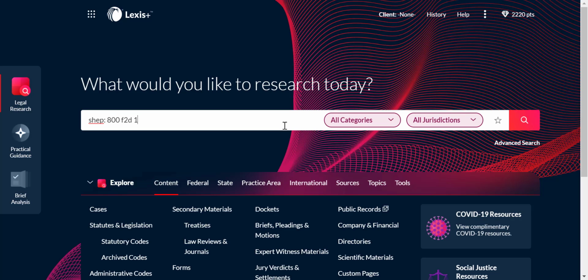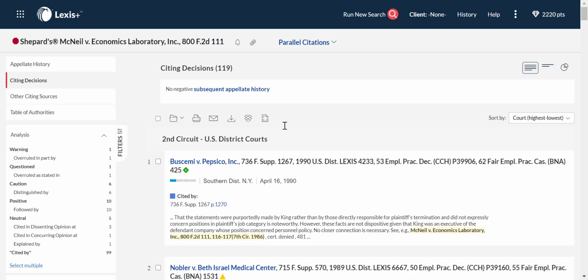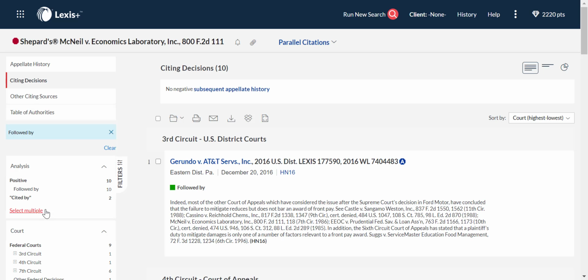And all you have to do is put in your citation. Remember, you don't have to be Blue Book perfect. So this takes me right to the Shepard's report for McNeil versus Economics Laboratories. And we can focus on just one type of treatment. So maybe we want to see who has followed this case. This can help us find either more contemporary or jurisdictionally relevant cases to cite to McNeil.